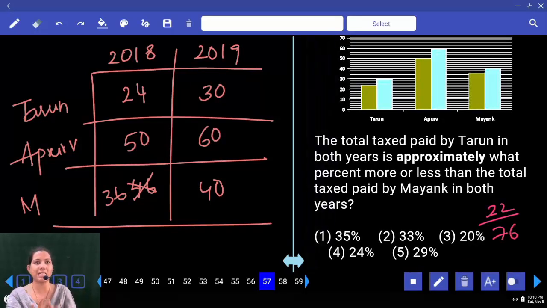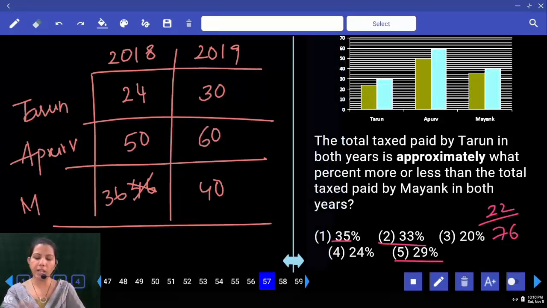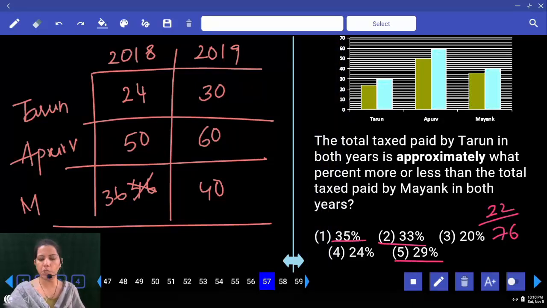We are finding the value of 22 by 76. What is 76 1/4 value? 90. What is numerator? 22. So your answer must be more than 25. How many options are more than 25? There are 29, 33, 35, right? These three fractions are visible, not these two.